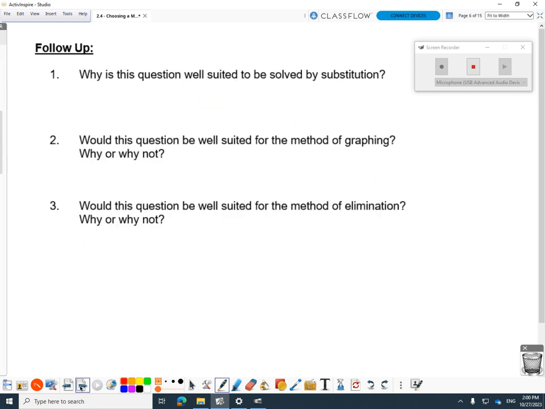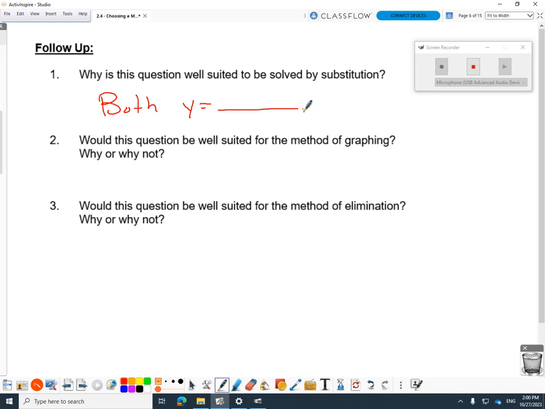Why is this well suited for substitution? They're both y equals. Did I make a full sentence there? No. I'm trying to shorten it down for you. So you can just look at that and go, oh, both y equals. That's what I like for substitution.